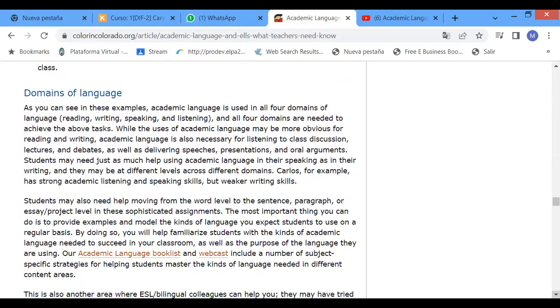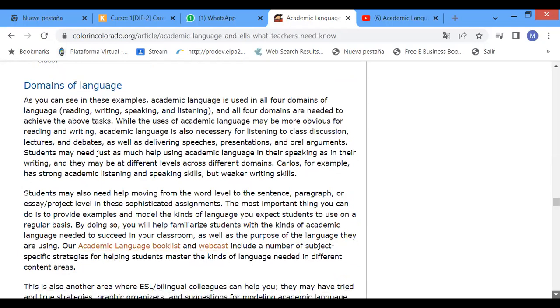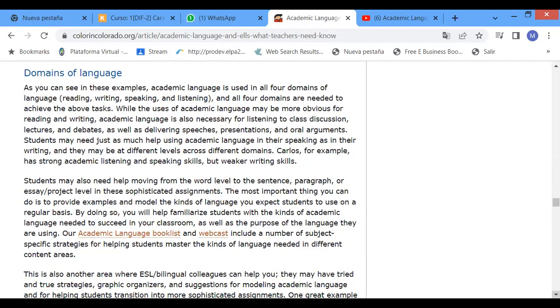Means of language. It says, while the uses of academic language may be more obvious for reading and writing, academic language is also necessary for listening to class discussions, lectures, and debates, as well as delivering speeches, presentations, and oral arguments. This is what Dr. Escarcela said about this. Does she agree or not with this assumption?